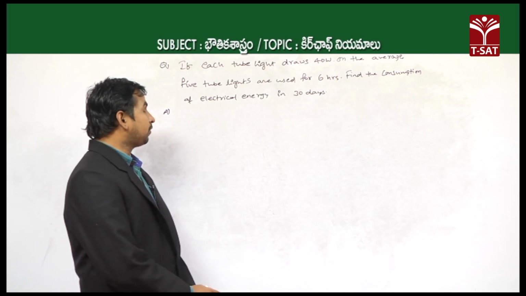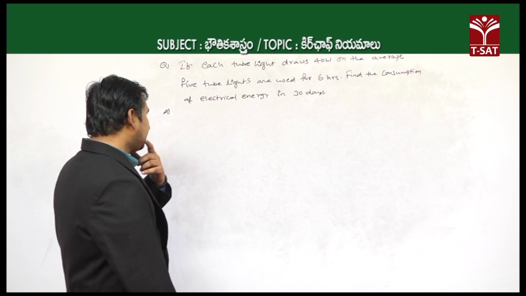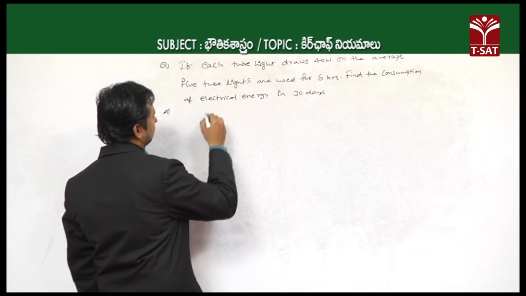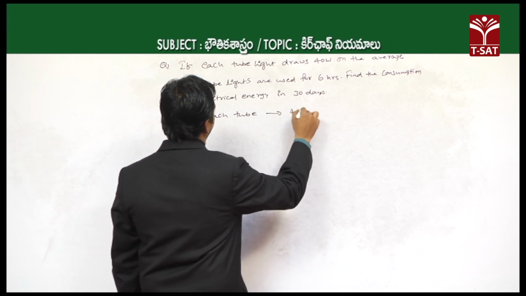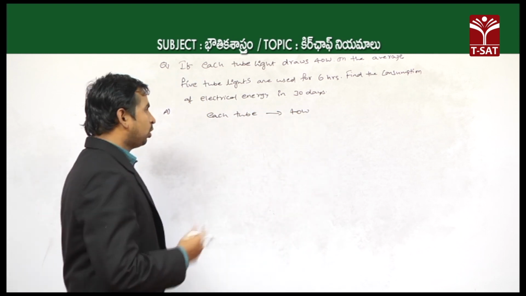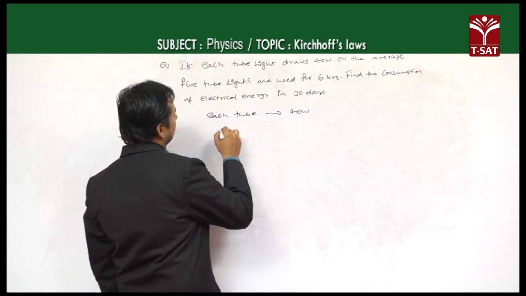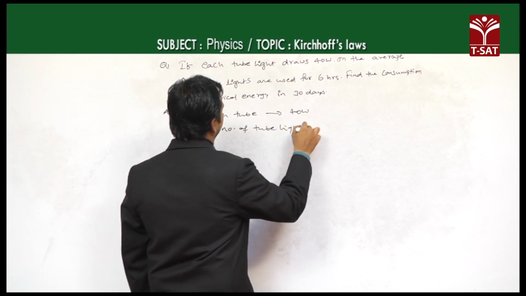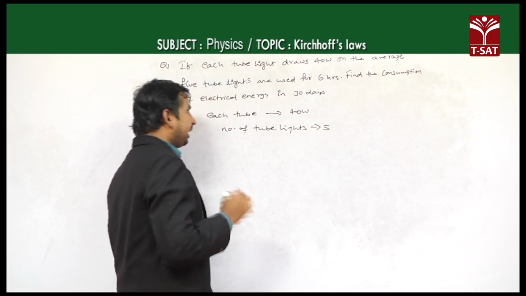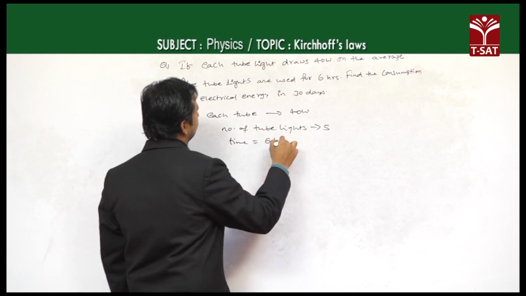Now, here we are finding the electrical energy, and power is given, where that power is equal to 40 watts. Each tube light is consuming 40 watts. The number of tube lights we have is a total of 5, and each is used for a time of 6 hours. Then the time is also given, which is 6 hours.